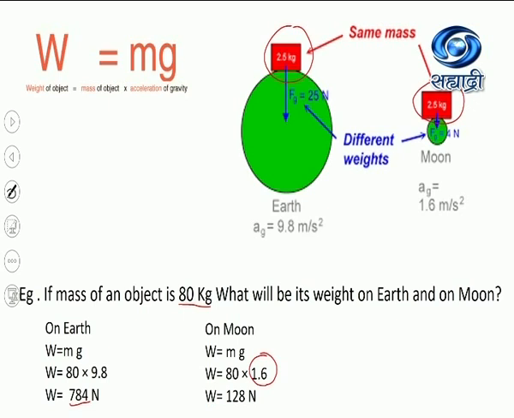It is 1/6 of the Earth. So therefore, g is equal to 1.6. And putting this value, we can calculate the weight on the Moon will be 128 Newton. So for the same mass of 80 kg, the weight on Earth will be different and on the Moon will be different. Now this is a very interesting concept, free fall.